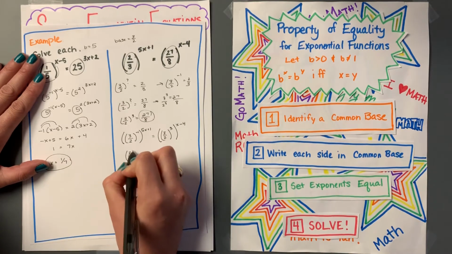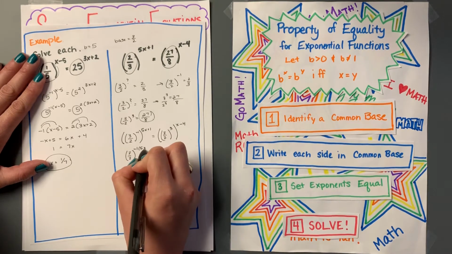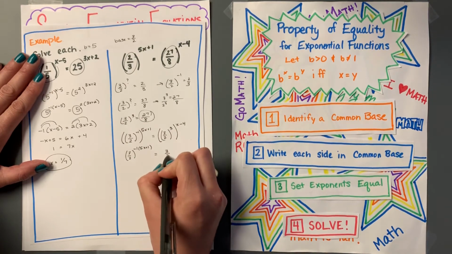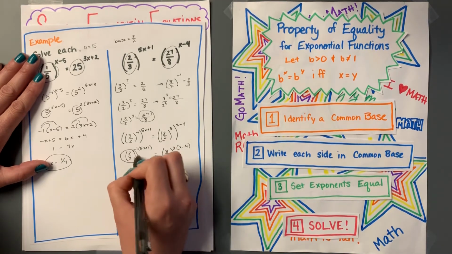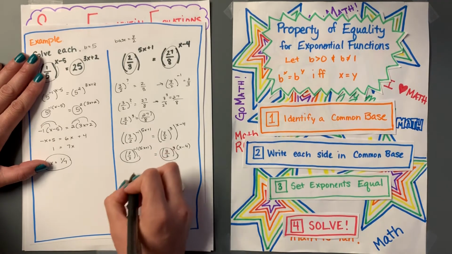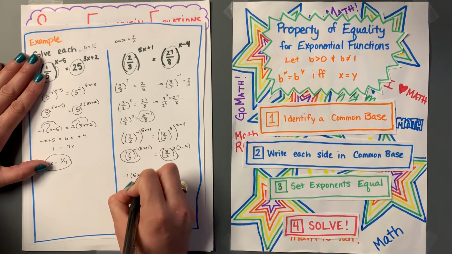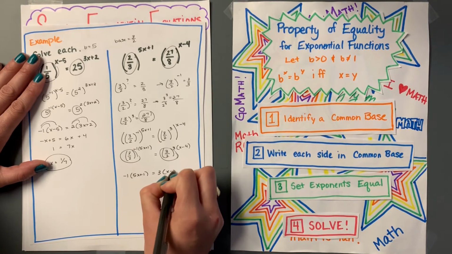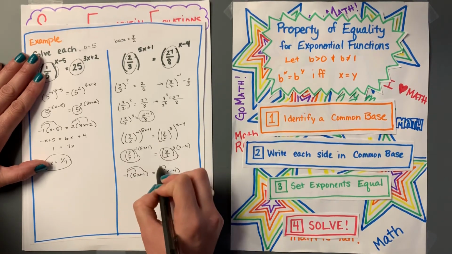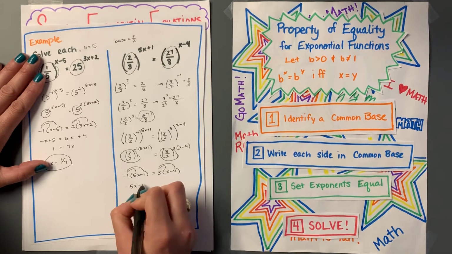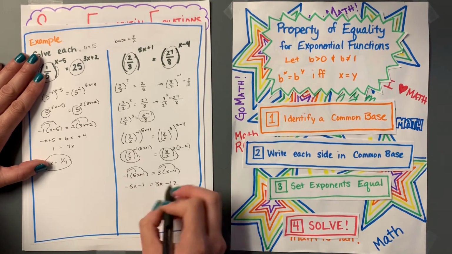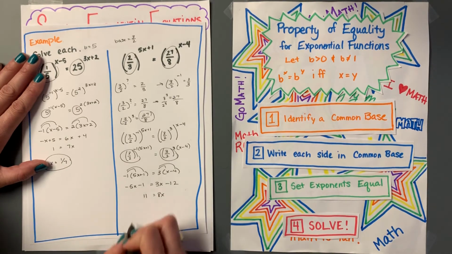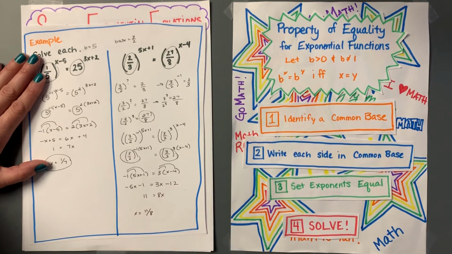Simplifying this down a little bit, I have (3/2) raised to the negative 1 times 5x plus 1 is equal to (3/2) raised to the 3 times x minus 4. My bases are the same, so I set my exponents equal. Negative 1 times 5x plus 1 is equal to 3 times x minus 4. Distributing in, I have negative 5x minus 1 equals 3x minus 12. Let's gather the x's on the right. So that will give me 8x. Gather everything else on the left. That'll give me 11. x is equal to 11 over 8.